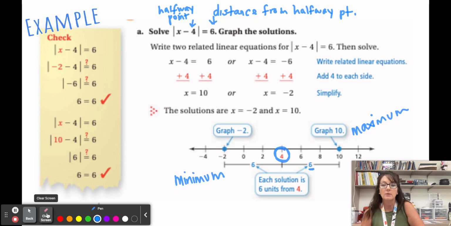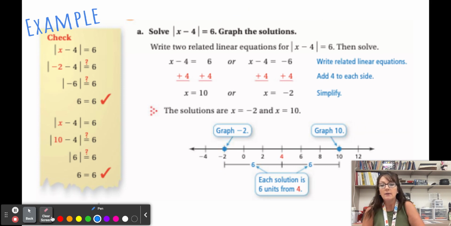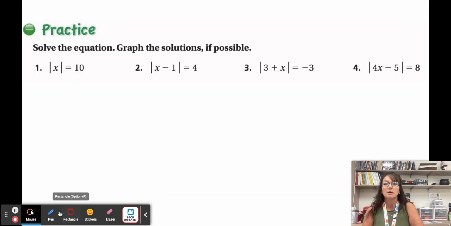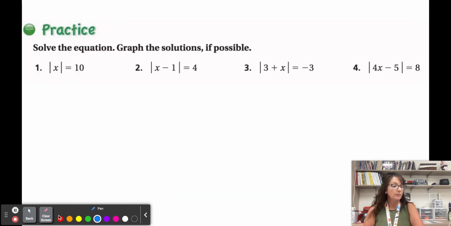Okay, so I know that that's a little bit confusing because you haven't done this yet. So we're going to be working on this. So let's take a look at some examples.